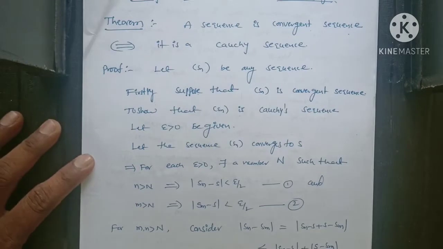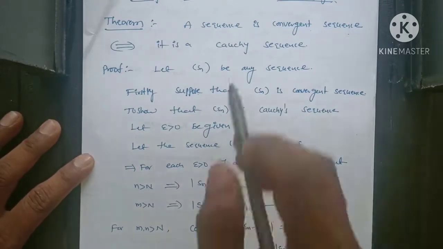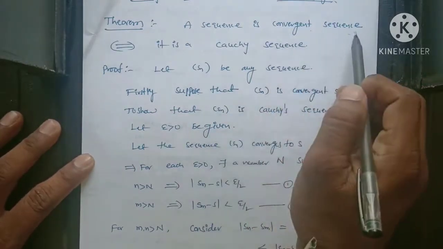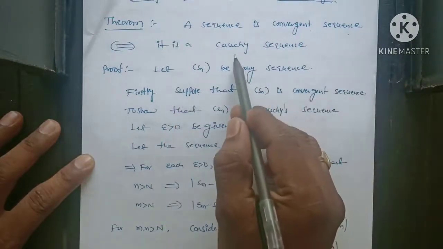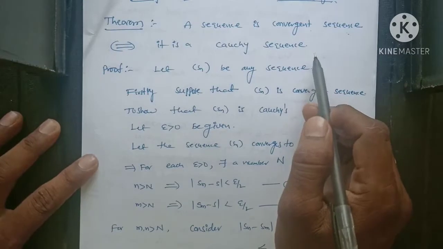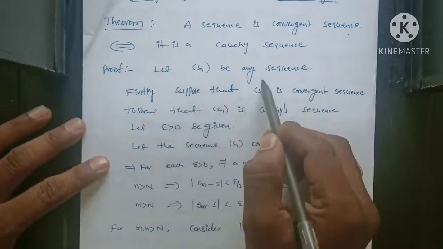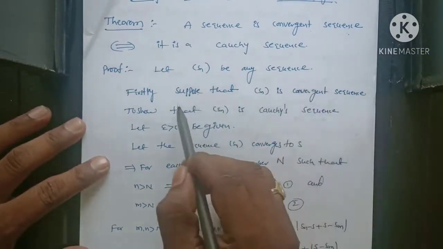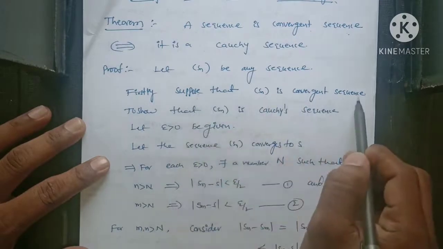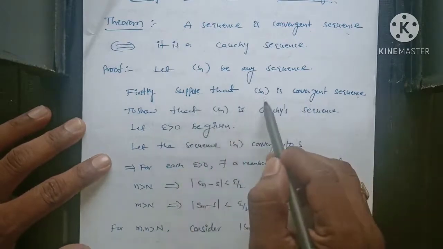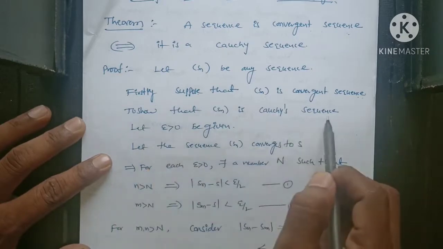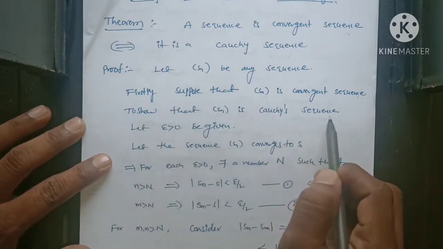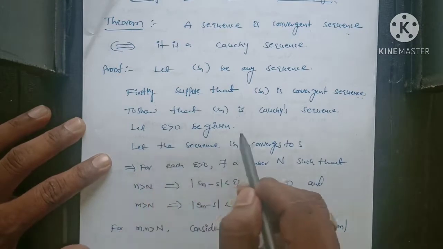Now, firstly, I am taking the sequence Sn as a convergent sequence. Then we are going to prove that that sequence is a Cauchy sequence. Suppose Sn is any sequence which is convergent. What we are going to prove? That the sequence Sn is a Cauchy sequence. Yes, let epsilon greater than 0 be given.